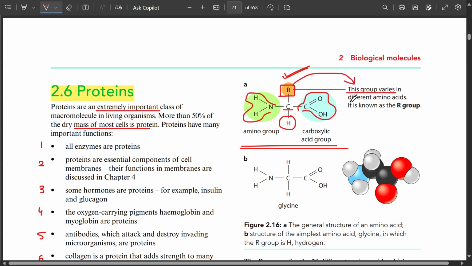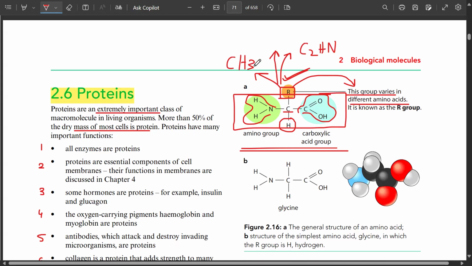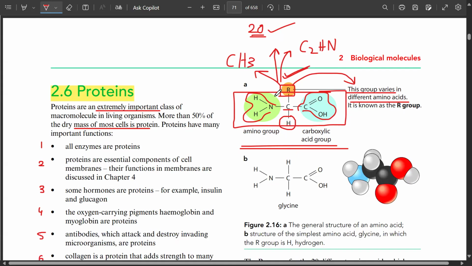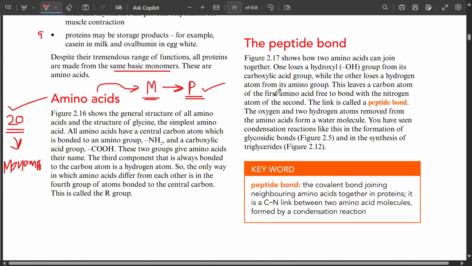That this group varies in different amino acids. For example, the rest of the structure is going to be the same in all amino acids, but this R group can be CH3 as well. It can be C2HN. It can be anything. Okay, depending on the 20 combinations of amino acids. There are a total of 20 different types. All of them would have the amine group, hydrogen, carboxylic, but this R group can be anything. It can be a variable group.